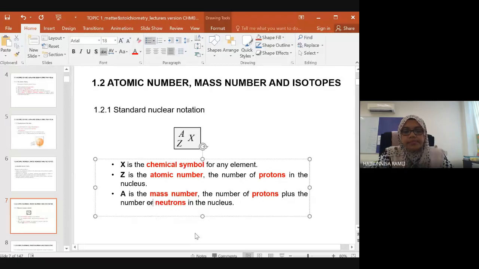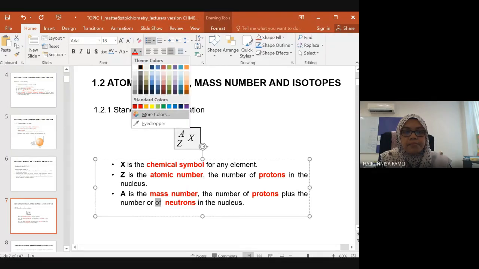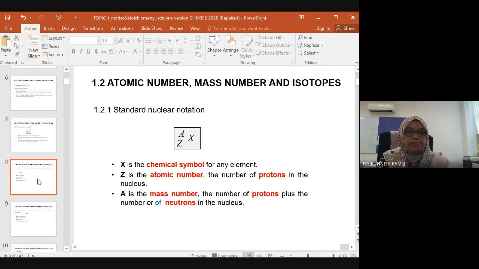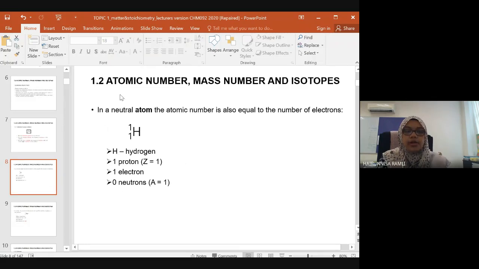neutrons. Okay, the number of protons plus the number of neutrons. So for example, the very simplest atom is hydrogen. We have one mass number and one atomic number. So in that case, because this is a neutral atom, the number of electrons should be equal to one.